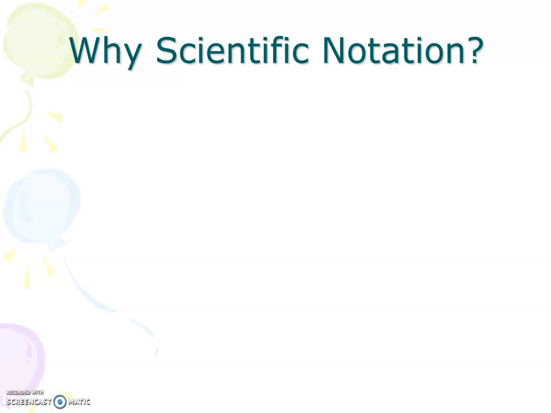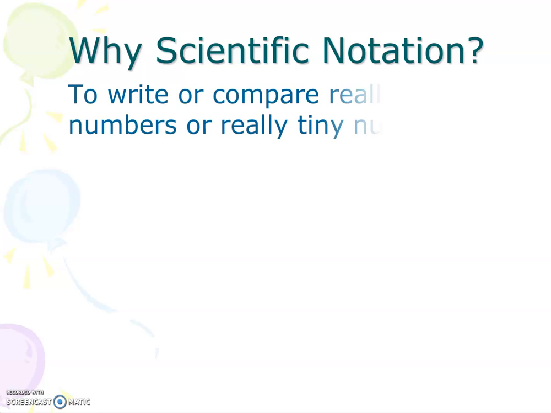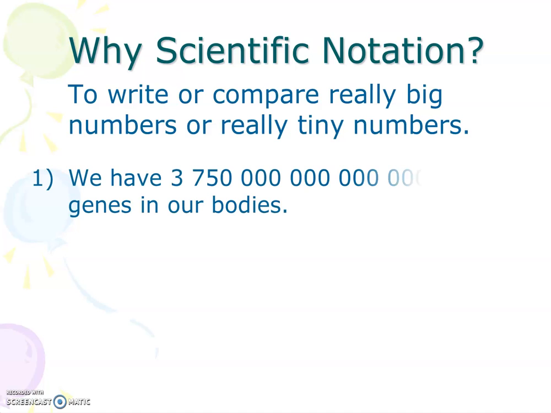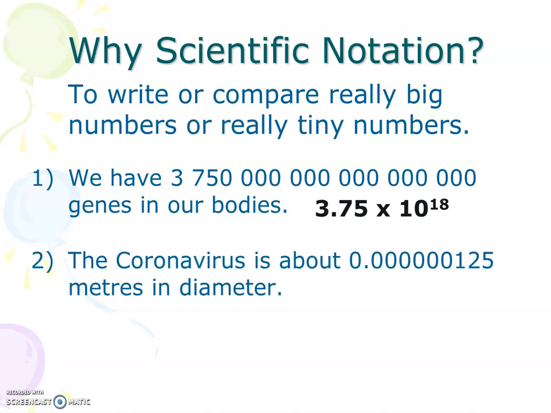So let's do a quick review of all the stuff scientific notation. Right away, why do we use it? We use it for very large and very small numbers so that we can compare them or combine them. So for example, the number of genes in our bodies, huge number, right? So we can rewrite that in scientific notation. The coronavirus, very small. We can write that in scientific notation.